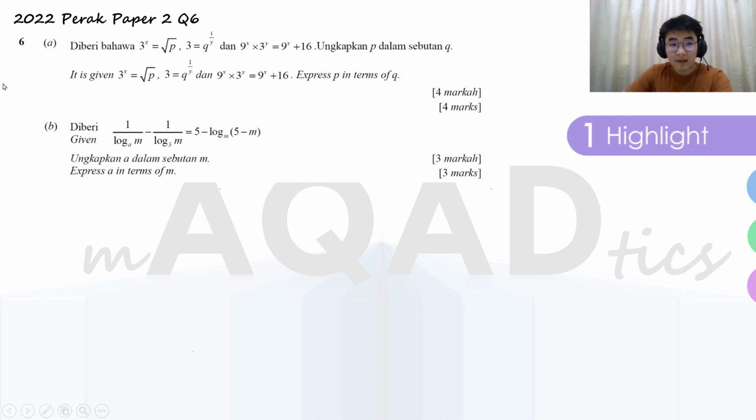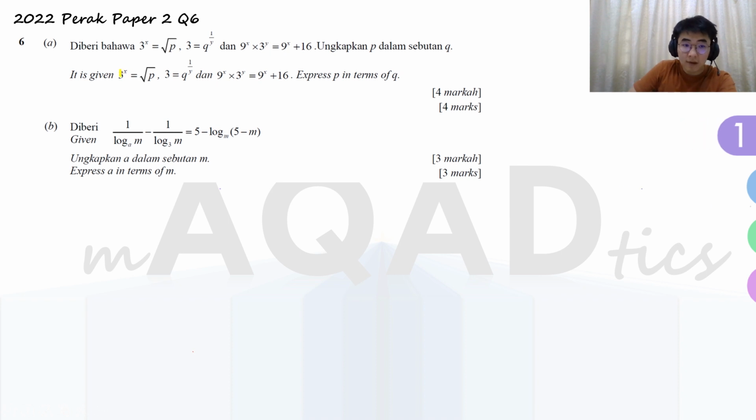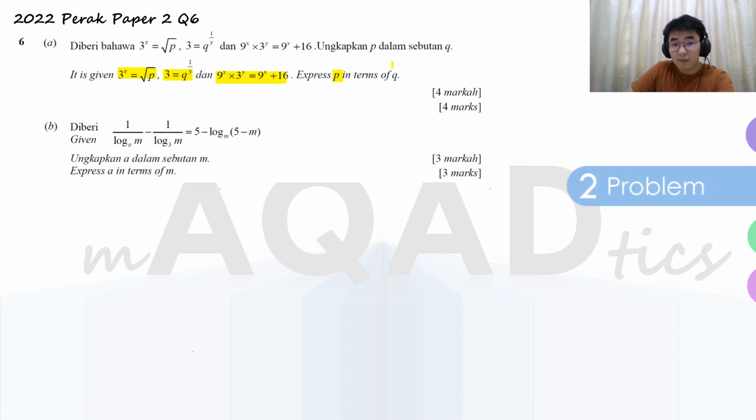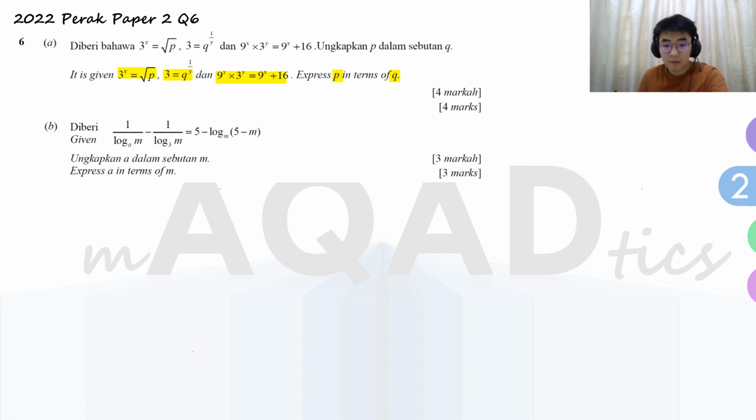Part A is an index question and we have two equations. So this involves x and p, this involves q and y, and we need to use this equation to express p in terms of q. So meaning the p, we need to move it to the left side.